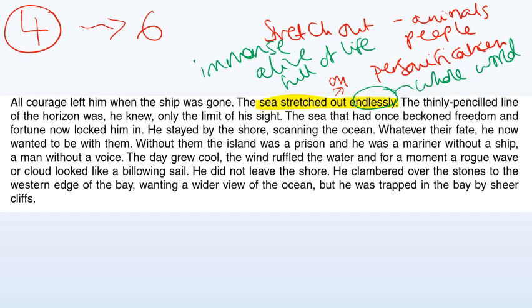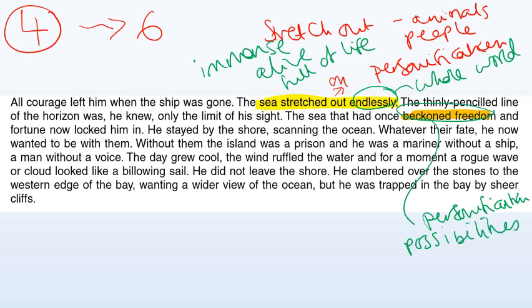The sea that had once beckoned freedom. Again, I think that that's an example of personification, saying the sea had once almost waved freedom. If you beckon someone, you're welcoming them or waving them or calling them. So again, I think that's an example of personification. But it's also saying that the sea represents freedom to him, that it means everything to him. I guess possibilities, hope, and fortune now locked him in.